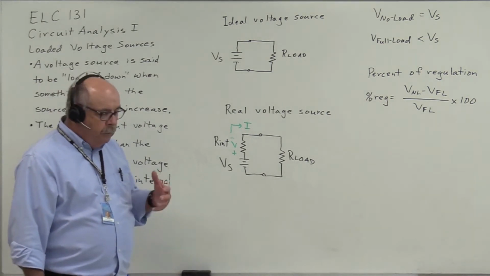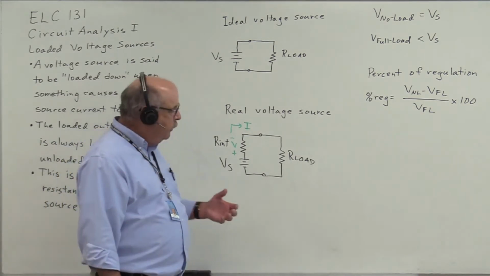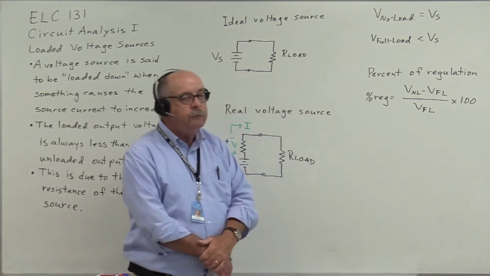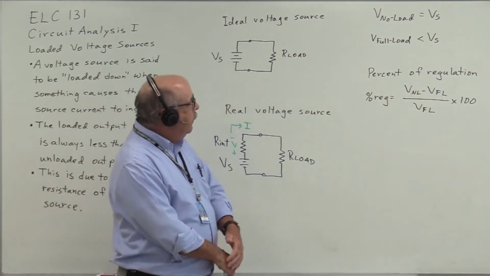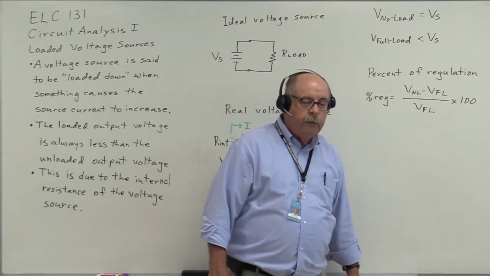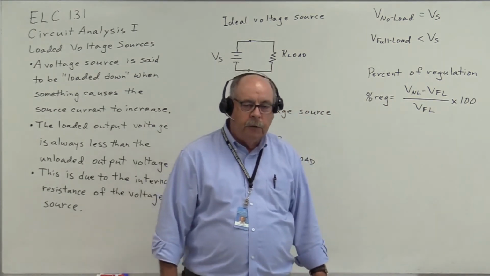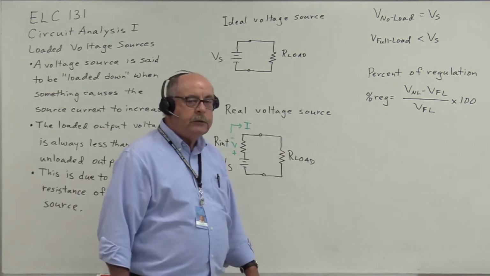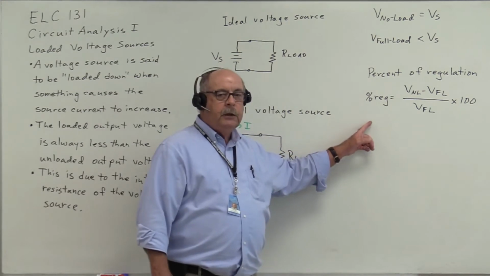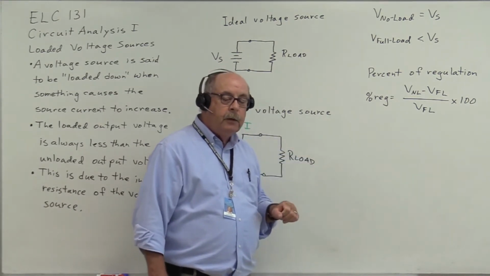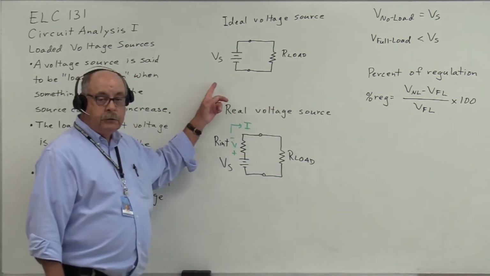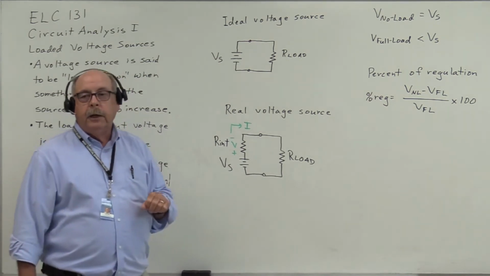Now, in order to quantify the performance of voltage sources, one of the measures we use is called the percent of regulation. And mathematically, the percent of regulation is the no load voltage minus the full load voltage divided by the full load voltage. And again, it's always expressed as a percentage. The closer the percent of regulation is to zero, the closer this voltage source is to an ideal voltage source. Now, let's look at an example.